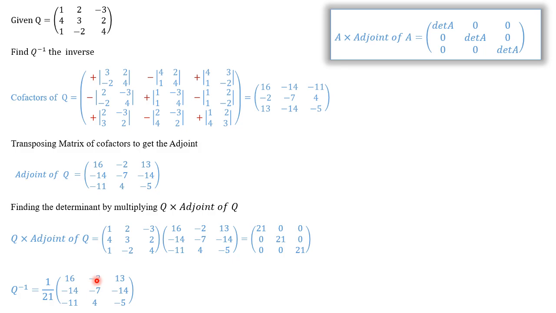All right. So we can use this concept when you're finding the inverse. The first thing, you find the matrix of cofactors, then you find your adjoint, then after finding the adjoint, you multiply Q with the adjoint of Q, then you have your matrix with the determinant at the leading diagonal, then you can write the inverse.